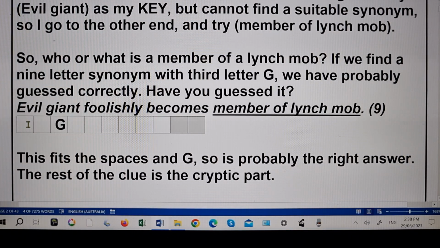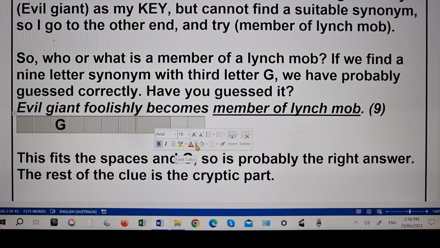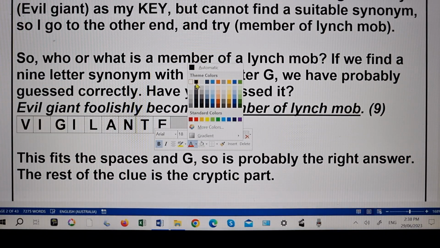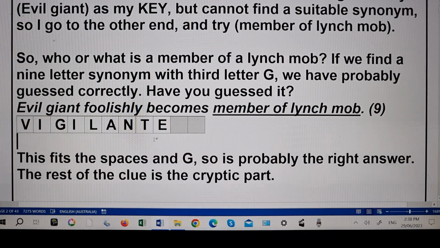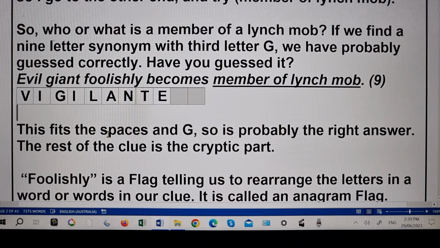Well, he hangs people. Some members of a lynch mob may have the right idea, well, not the right idea, but they may have good intentions, getting rid of some terrible people, in which case they would call each one of them, what do you call them? Yes, sure you've got it, a vigilante. Now, of course, it doesn't mean to say what they're doing is correct, but that's what they try to do. It's unlawful, of course. Now, this fits the spaces and the G, and so it's probably the right answer.